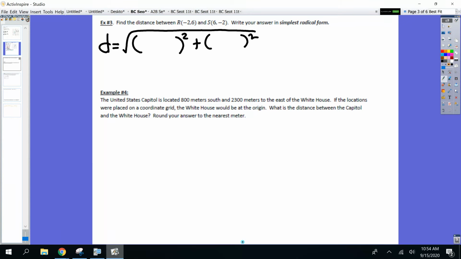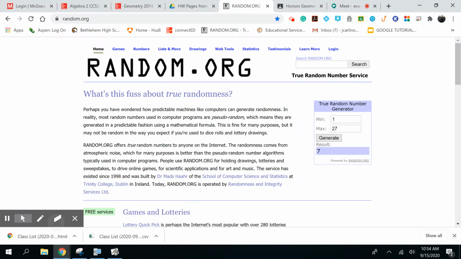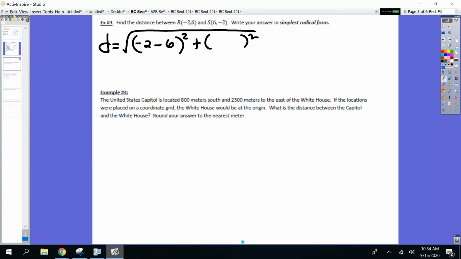What are my two x-coordinates in R and S? -2 and 6. Okay, so here we go: -2 minus 6. What are my two y-coordinates now? 6 and -2. Okay, so I'm going to go, watch everyone.